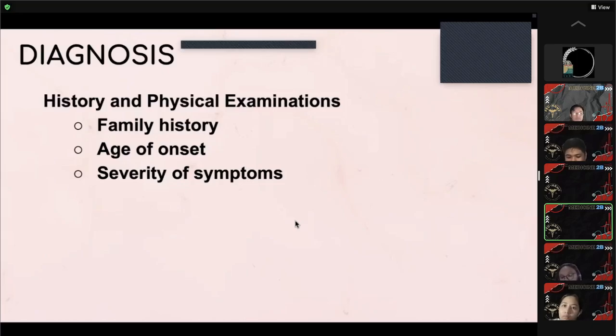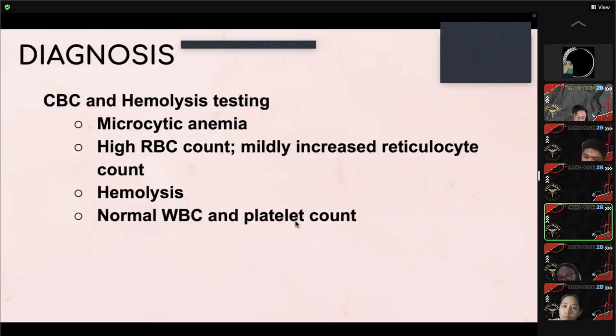Next, for the laboratory testing like CBC and hemolysis testing. Microcytic hypochromic anemia is typical in all thalassemia syndromes. Then the RBC count is increased, especially in hemoglobin Barts, but can also be seen in thalassemia minor. The RBC count is often helpful in distinguishing thalassemia from iron deficiency anemia. The reticulocyte count may be slightly increased, but not to the extent that would be expected from the severity of anemia, especially in beta thalassemia.